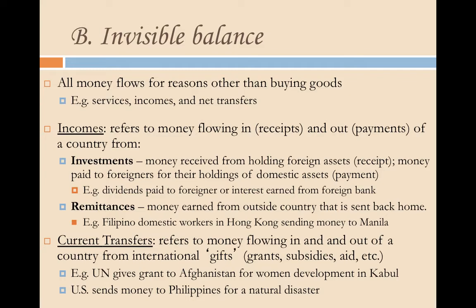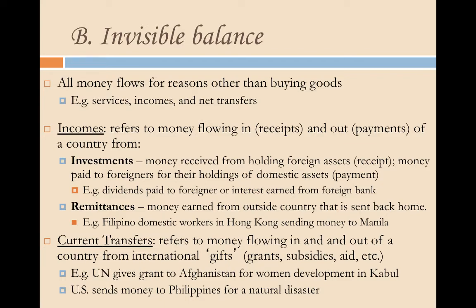So, for example, two examples might be the UN gives Afghani women in Kabul aid for development or a grant to promote women's education or promote some sort of development in that country. That would be a current transfer credit for Afghanistan because money is flowing into Afghanistan. Also, countries gift money to one another too, especially in times of need. The United States a few years ago sent money to the Philippines for this horrific typhoon called Haiyan that destroyed a ton of the Philippines, and the United States and a lot of other countries sent money to the Philippines.